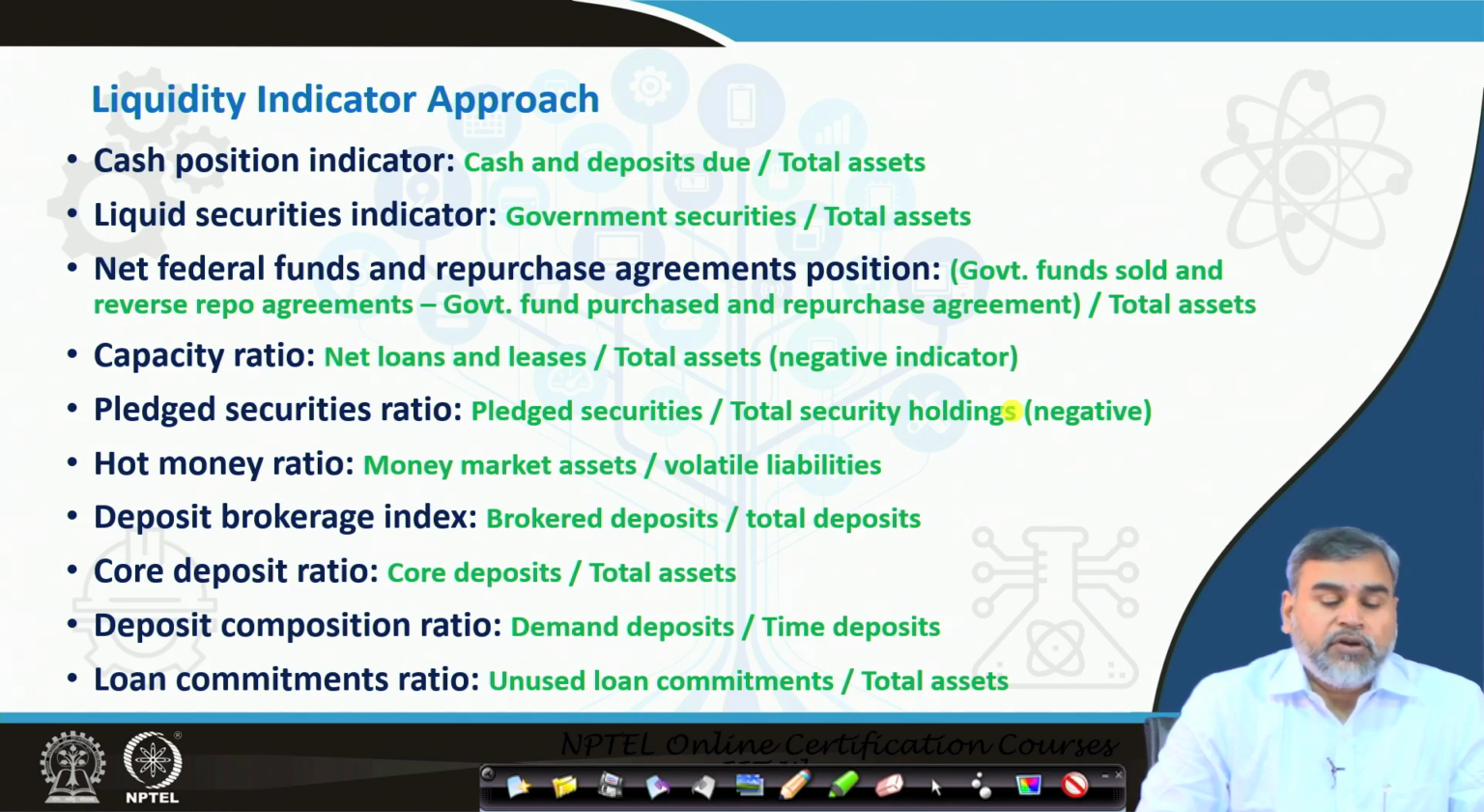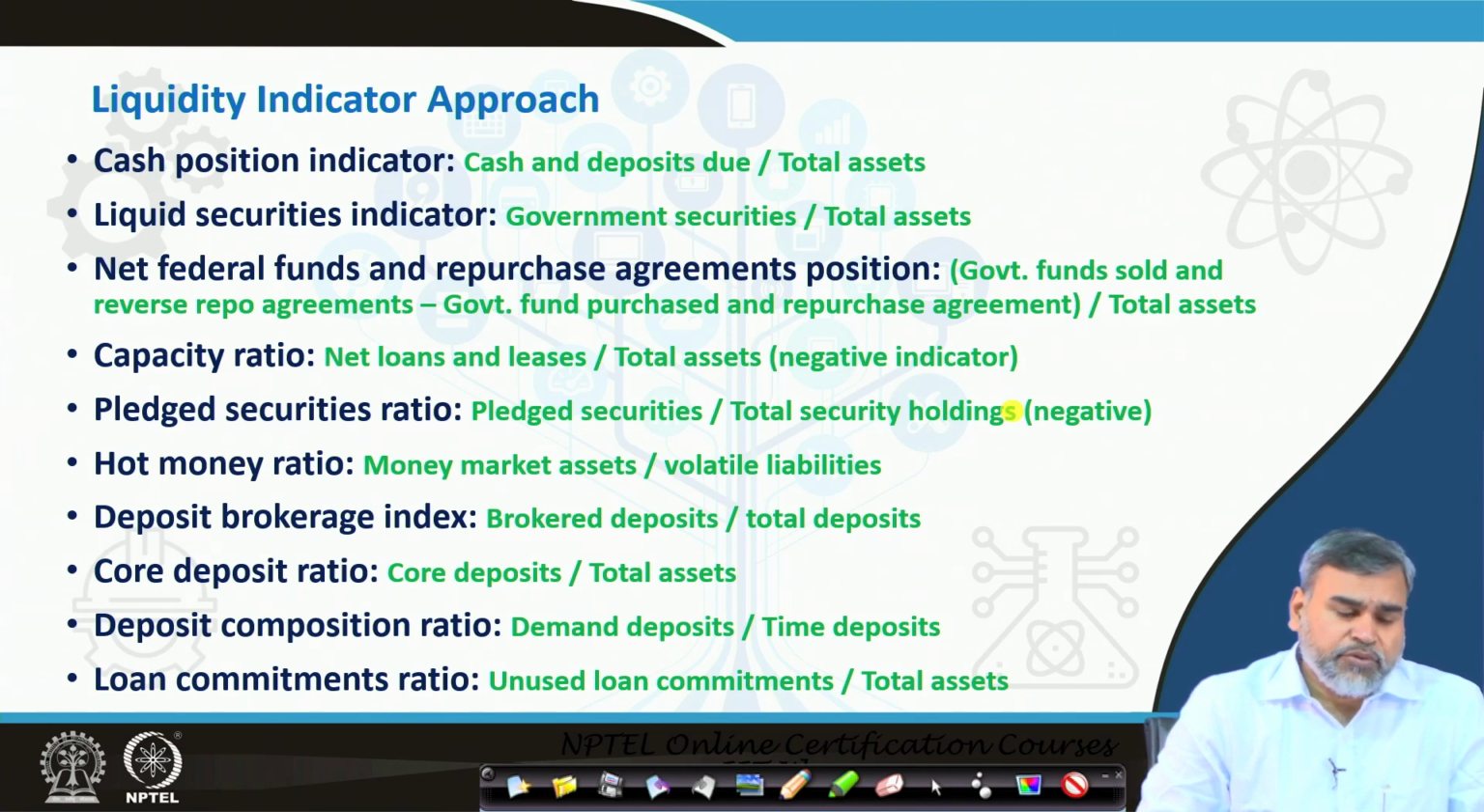The net federal funds and repurchase agreement positions, nothing but the government funds sold and the reverse repo agreements minus the government funds purchased in the repurchase agreement, divided by total assets. If it is more, then also liquidity will be more. Net loans or the leases divided by total assets, how much total loans they have given. If it is more, which is called the capacity ratio, that is a negative indicator for the liquidity. If it is higher, then liquidity will be lower. If it is lower, then liquidity will be higher.